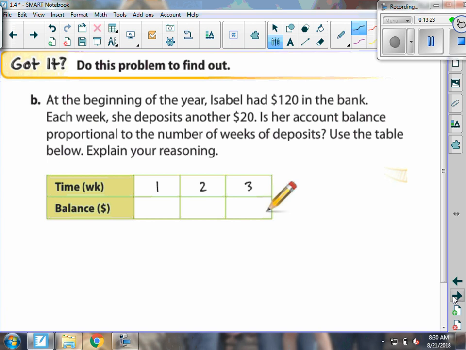Okay, at the beginning of the year, Isabel had $120 in the bank. Each week she deposits another $20. Is her account balance proportional to the number of weeks of deposits? Use the table below and explain your reasoning. So pause this and take a moment to write this down.